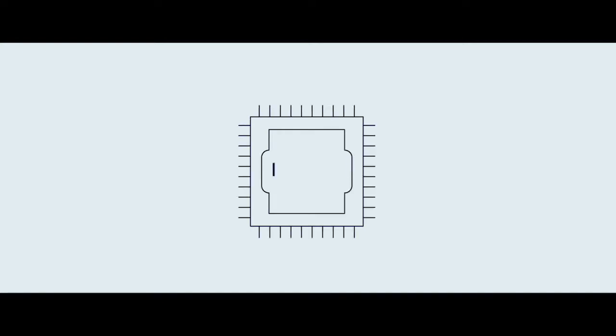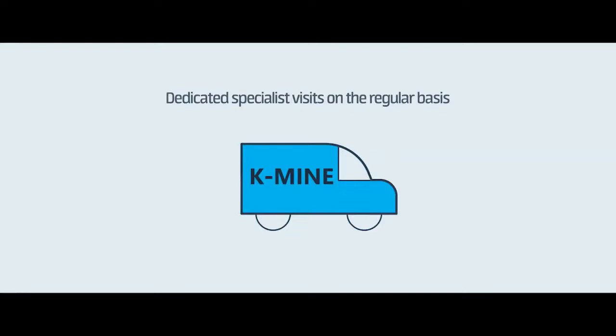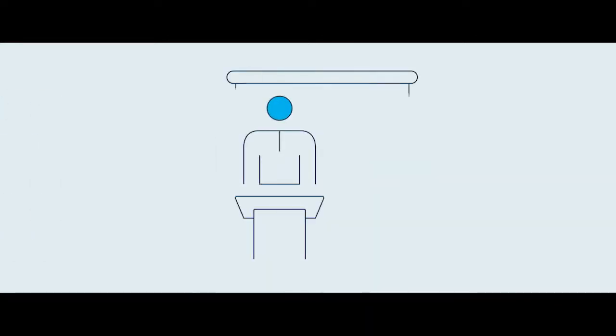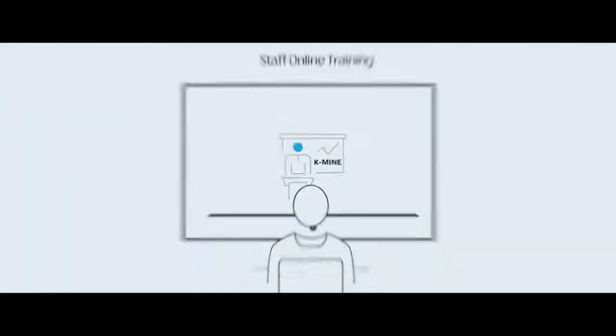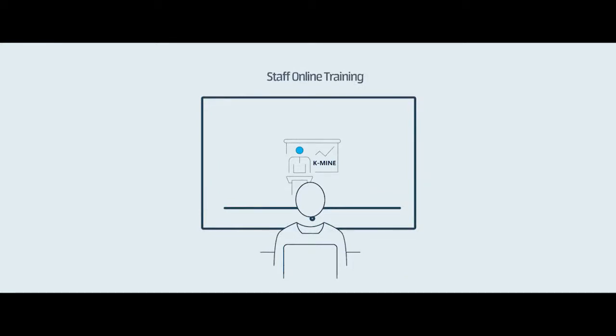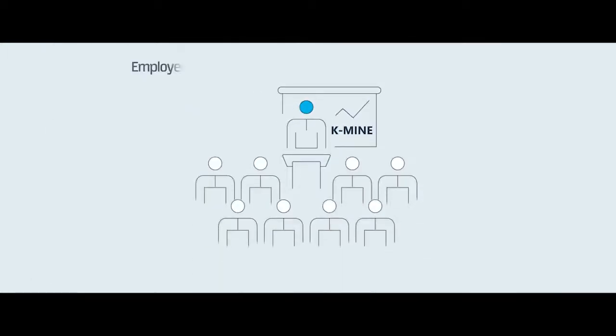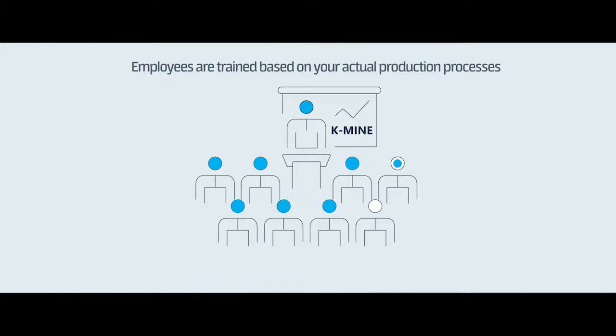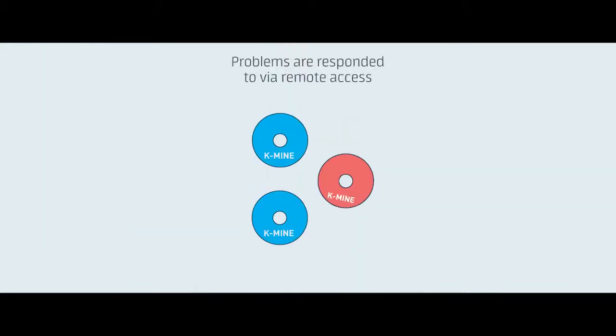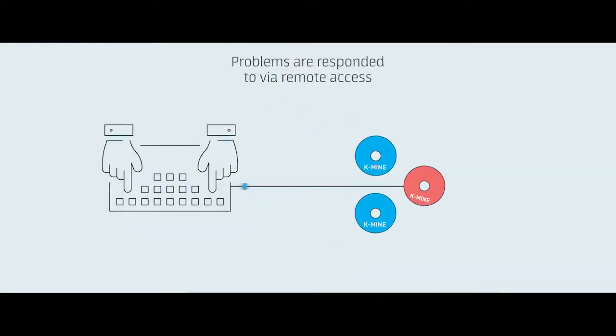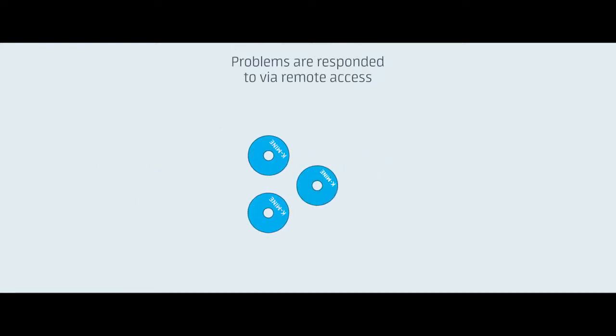By choosing Combine as a complete solution, you will be in contact with just one technical support center. This will save you a lot of time. After the software implementation, our experts will provide training sessions and additional workshops to address your specific technical issues. We will visit your company and train your staff via online conferences on a regular basis. During the software implementation stage, your employees will be trained based on your actual production processes. All possible problems will be responded to via remote access.